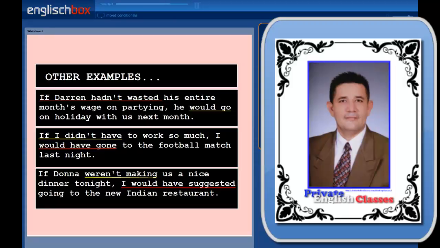And finally, if Donna weren't making us a nice dinner tonight, I would have suggested going to the new Indian restaurant. So the first half again is in the second conditional, and the second half, the main clause, is in the third conditional. If Donna weren't making us a nice dinner tonight obviously refers to the future, a future hypothetical event if it weren't true. And the second refers to a past event. Sometime before now, I would have suggested going to the Indian restaurant.